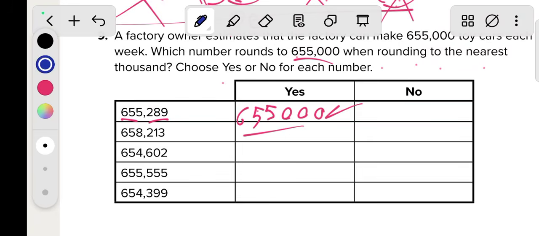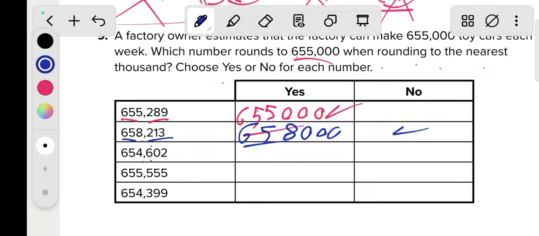Second one, the thousand is 8. What's the number after? It's 2. Will 2 give it anything? Nope. It's going to be the same 8. After it must be zeros. Before it we keep. So is this 655? No. So you have to write no.